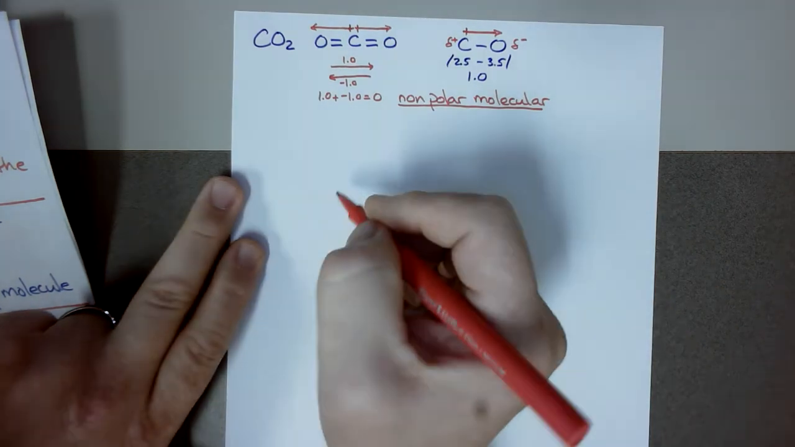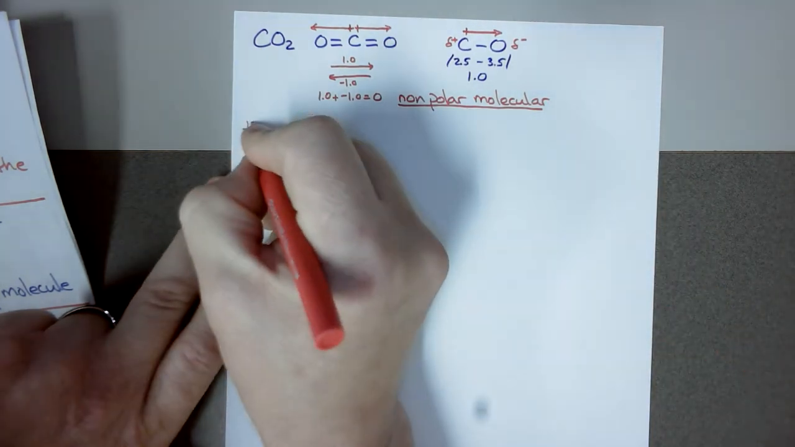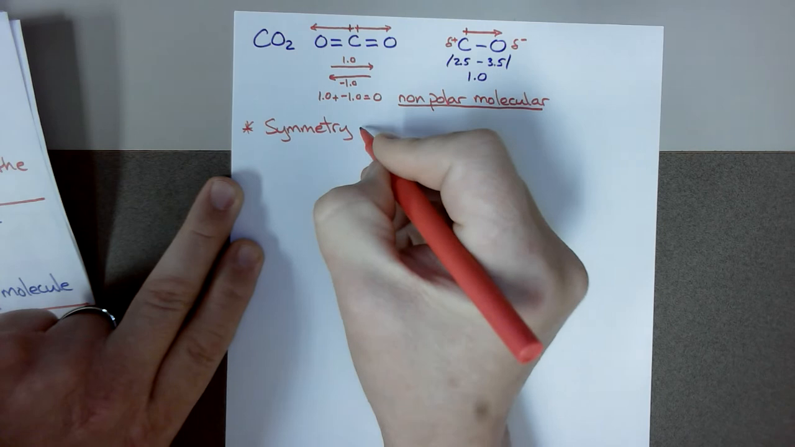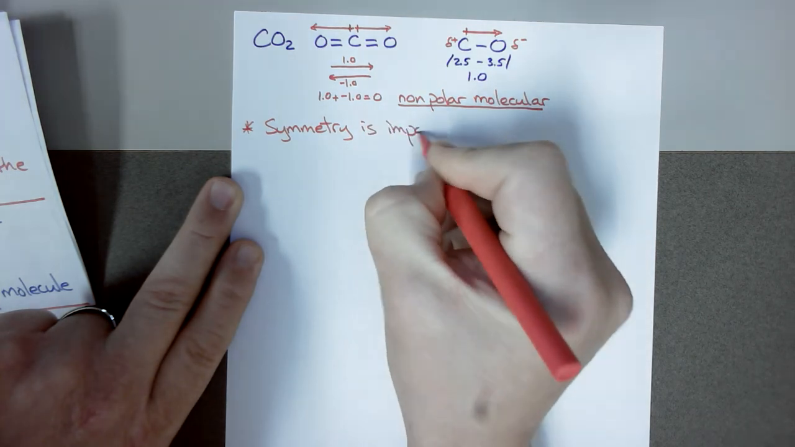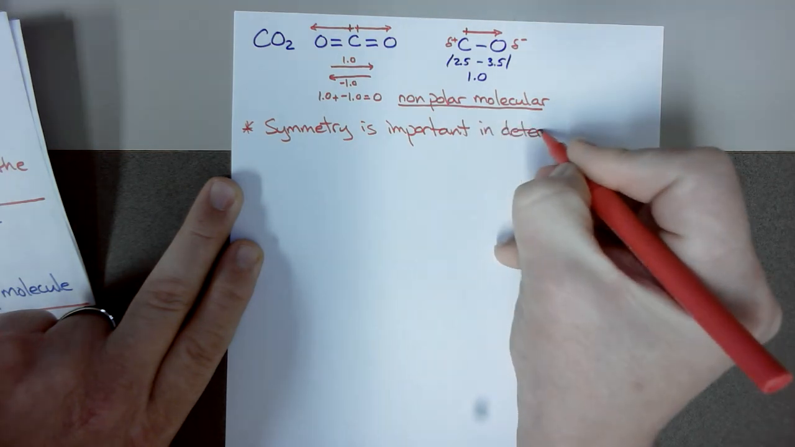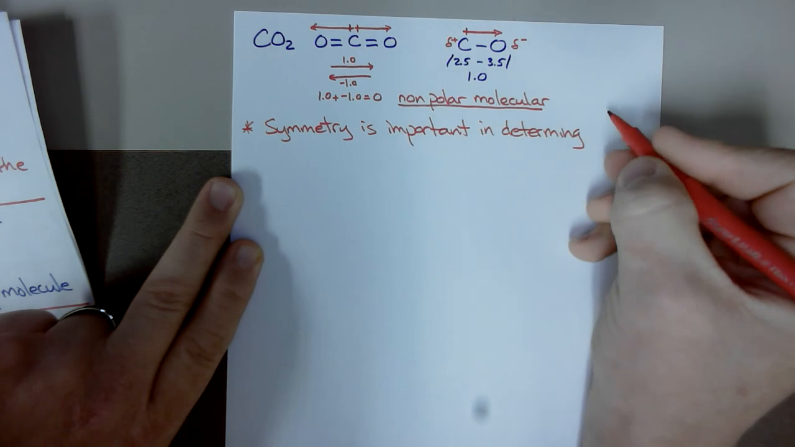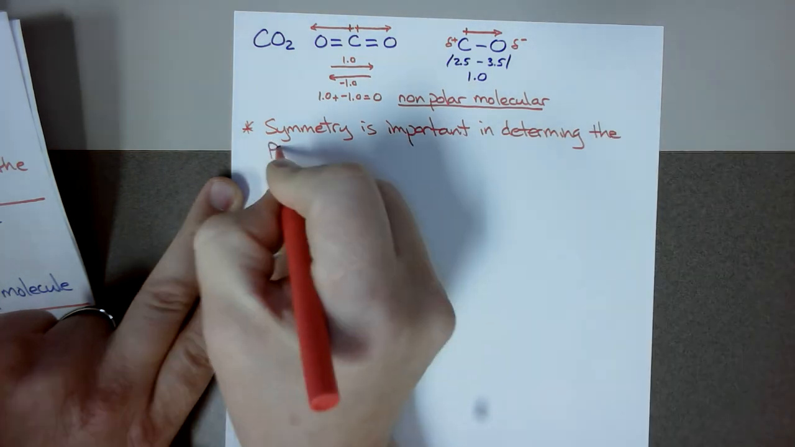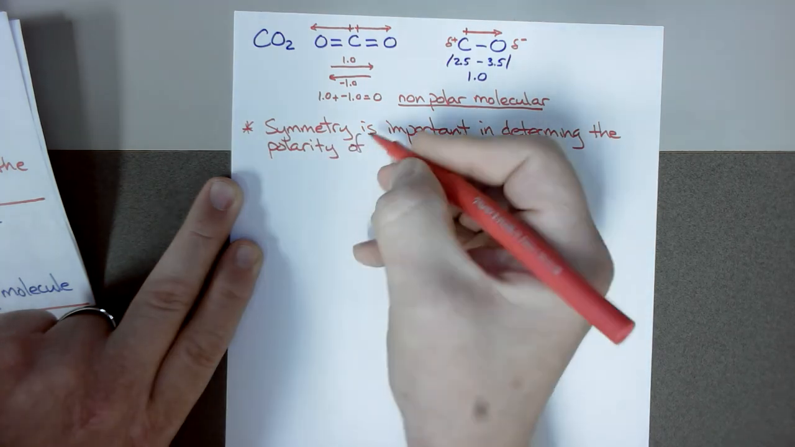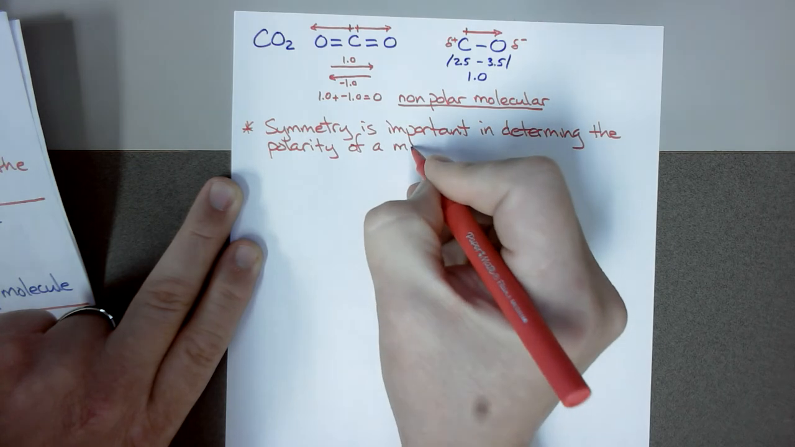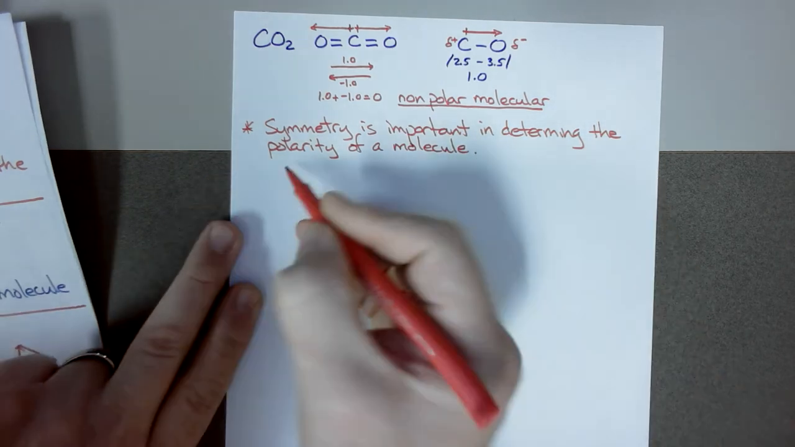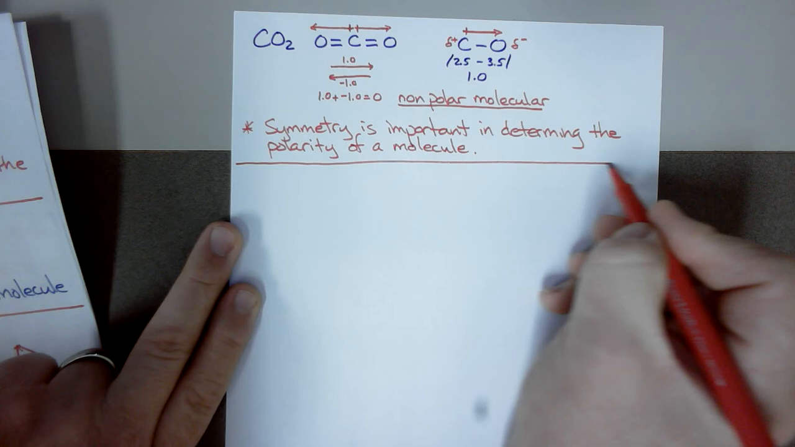Again, symmetry is important in determining the polarity of the molecule. So you can have molecules with polar bonds, but they will be non-polar because of the symmetry. The polarity of the bonds cancels out because of the symmetry. Okay, so let's look at a couple more molecules.